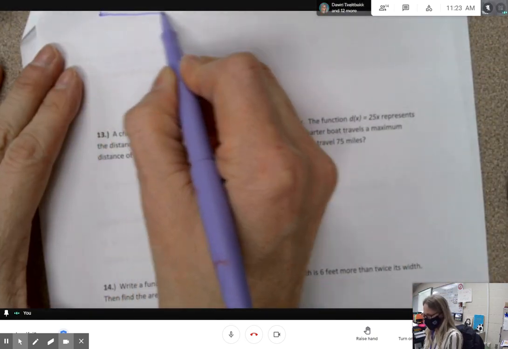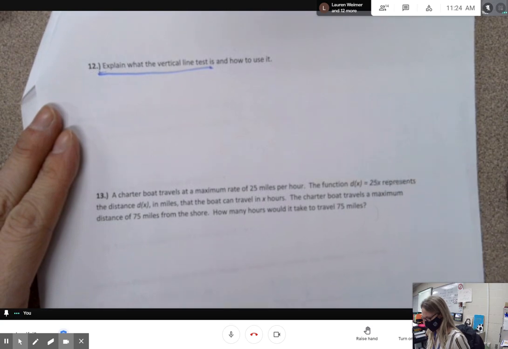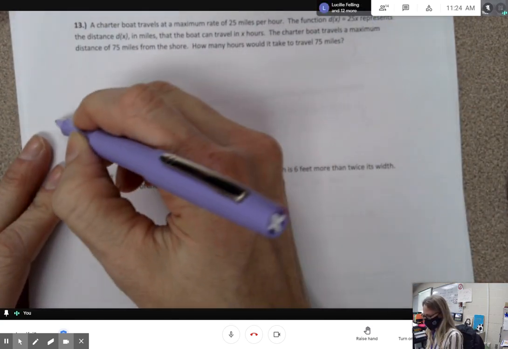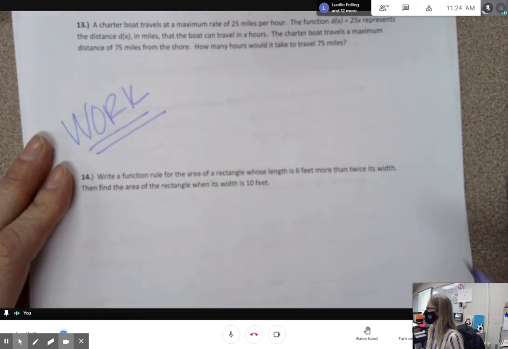You're going to have to explain what the vertical line test is during the quiz too. Remember, to pass the vertical line test, you are a function. And remember, with these problems, you need to see the work. Don't just give me an answer for these problems, okay?